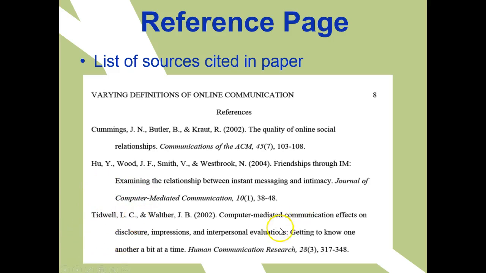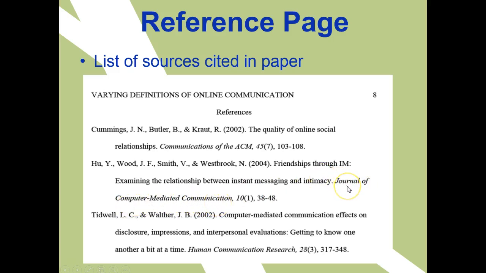And you can see down here we have a colon. Whenever you have a colon in the title of your article, the next word after the colon is always capitalized. So G, getting, would be capitalized, but again, to know one another in a bit of time, not capitalized. The title of the journal article is followed by a period, then a space, and then the journal in italics.